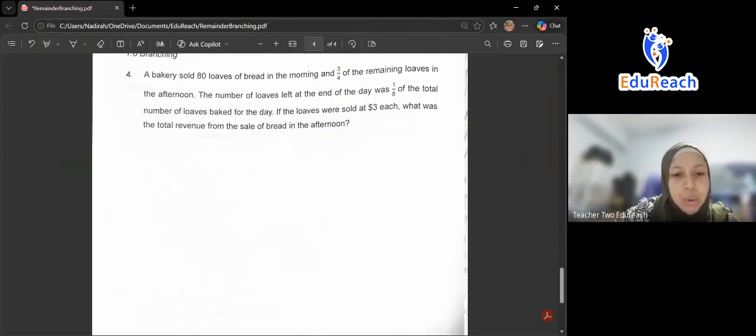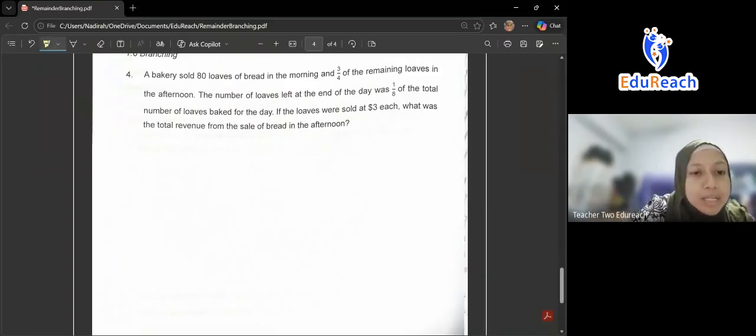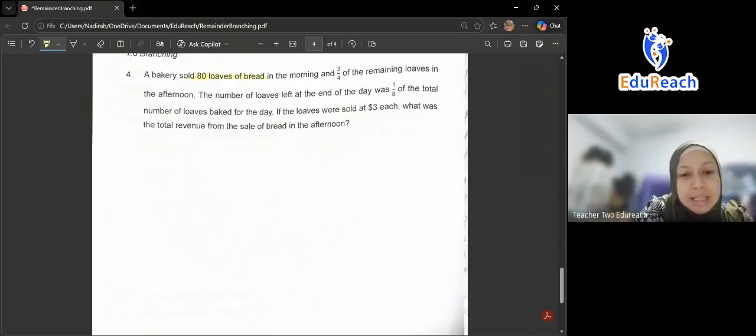A bakery sold 80 loaves of bread in the morning and 3/4 of the remaining loaves in the afternoon. The number of loaves left at the end of the day was 1/8 of the total number of loaves baked for the day. If the loaves were sold at $3 each, what was the total revenue from the sale of bread in the afternoon? Okay, so the keywords that you should be highlighting is 80 loaves in the morning.